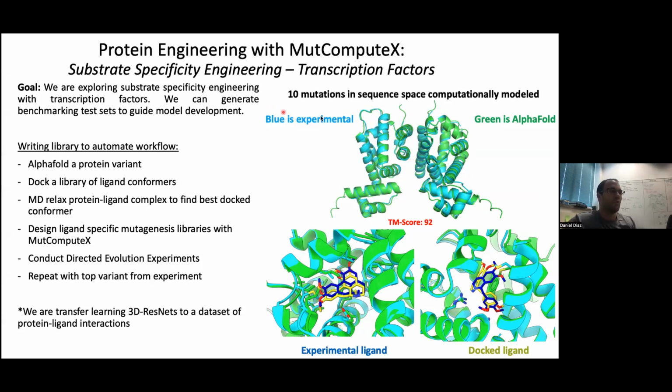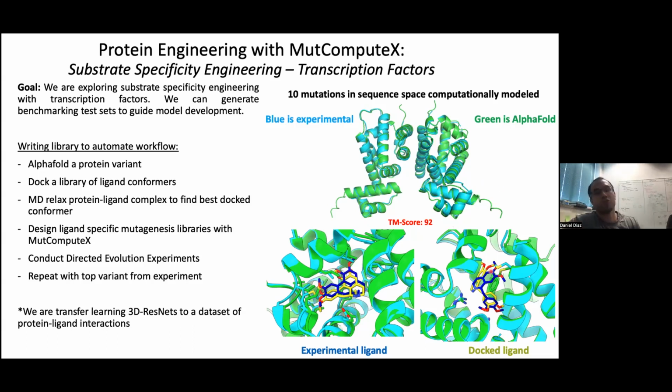So you can see here in blue is an experimental structure of a protein. We evolved it to bind new ligands. This protein has accumulated about 10 mutations via several rounds of directed evolution. And you can see that we're able to AlphaFold this and move 10 mutations in sequence space pretty well, getting a TM score of 92. And we did this for 2 different proteins that we started with the same protein, accumulated 10 different mutations in 5 different ways to bind 5 different ligands.